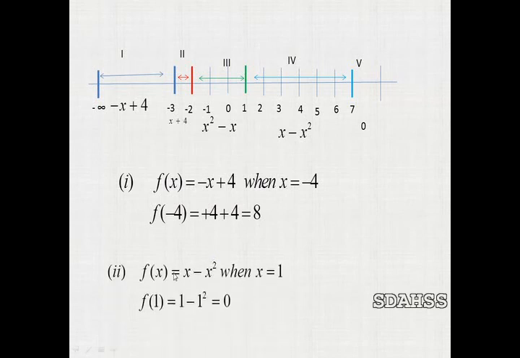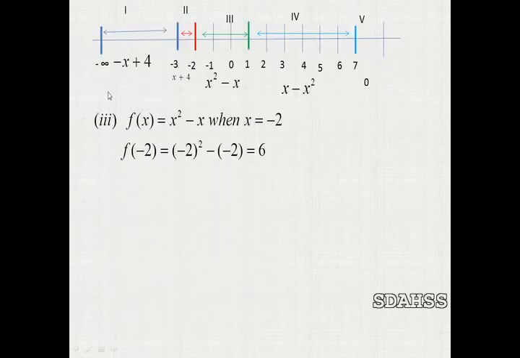Second one, 1 is located in the fourth interval. Its function is f of x is equal to x minus x square. Now replace x with 1 in the function. So you have f of 1 is equal to 1 minus 1 square. 1 square means 1. 1 minus 1 is 0.